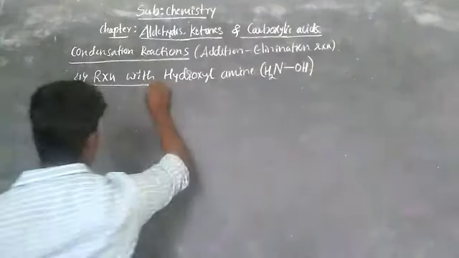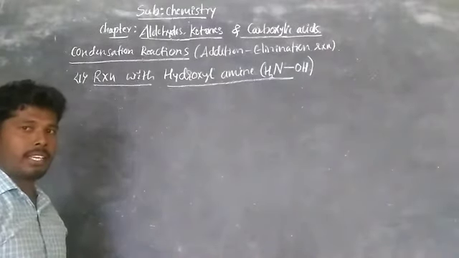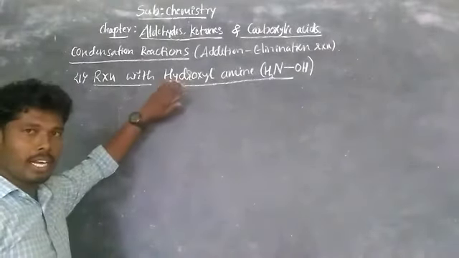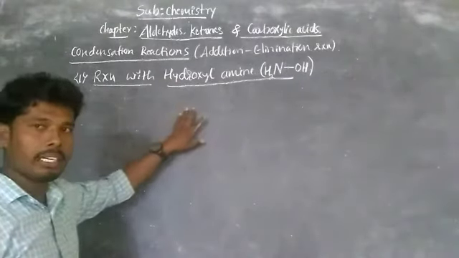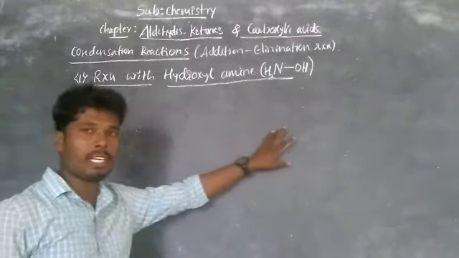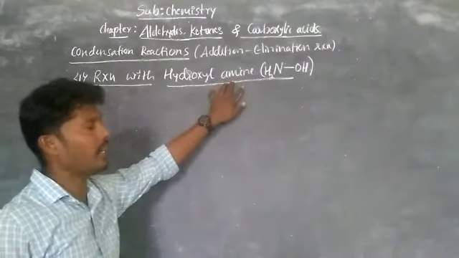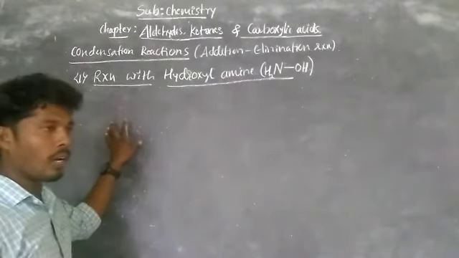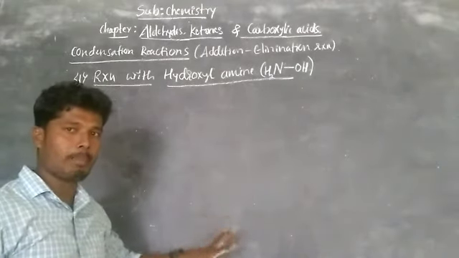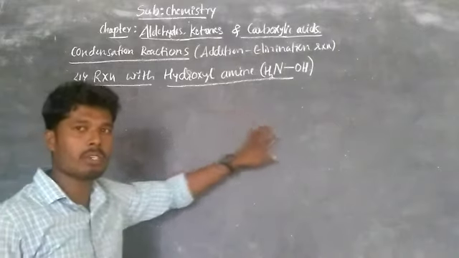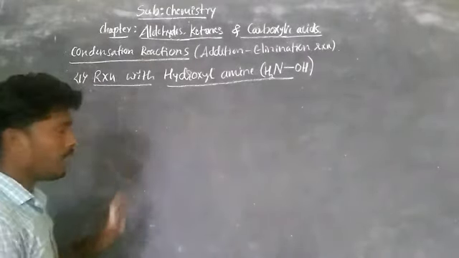Reactions with hydroxyl amine. In all the cases of condensation reactions, when aldehydes or ketones undergo condensation in slightly acidic media, you get the respective compounds. Here, this hydroxyl amine reacts with the aldehydes and ketones, and you get aldoximes and ketoximes respectively. It means aldehydes give aldoximes and ketones give ketoximes. Got it?